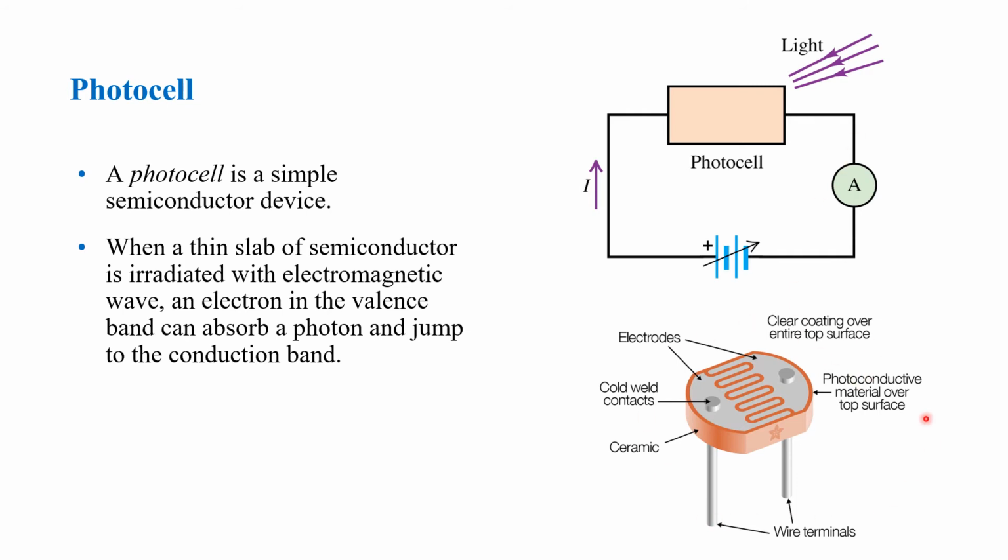This is an example here of your photocell. So you have here your electrodes, and then you have your gold weld contacts. This is a ceramic material, and then on top is a photoconductive material over the top surface. And then you have your wire terminals.